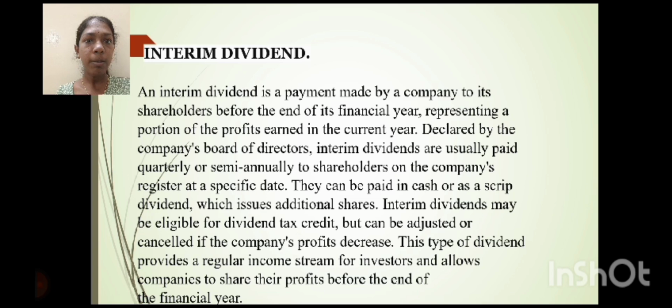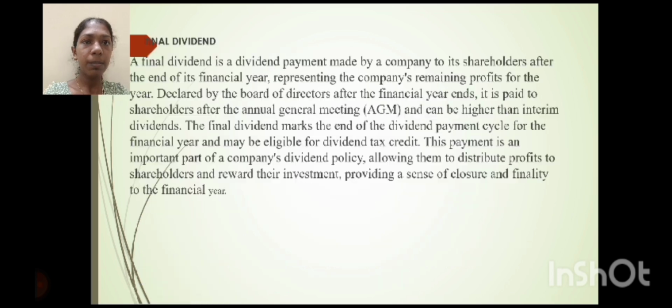An interim dividend may be eligible for a dividend tax credit but can be adjusted or cancelled if the company's profit decreases. This type of dividend provides a regular income stream for investors and allows companies to share their profit before the end of the financial year.